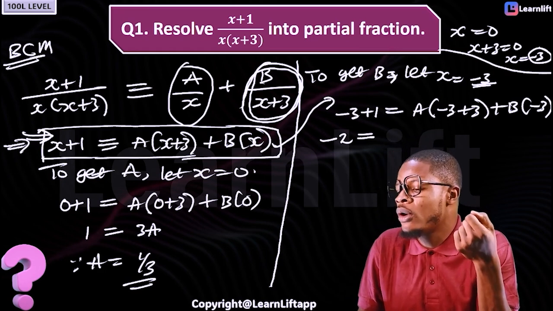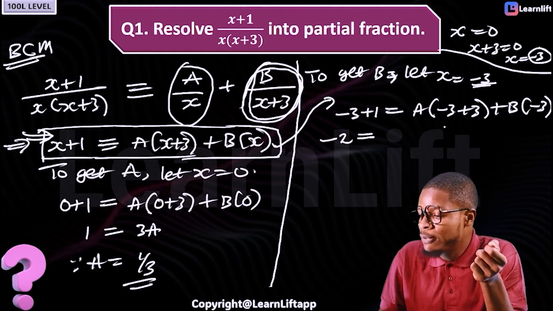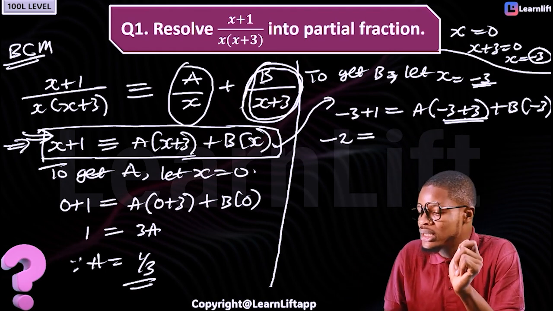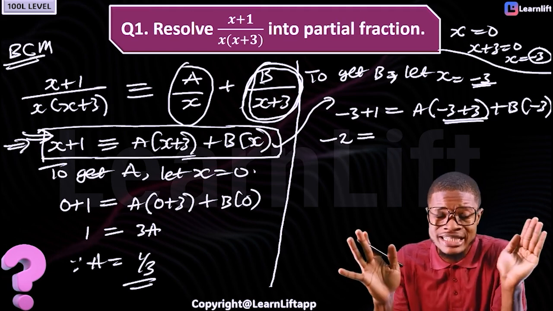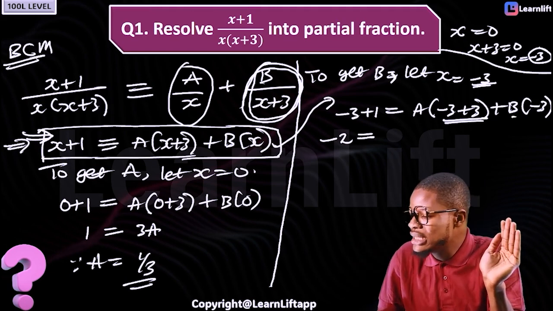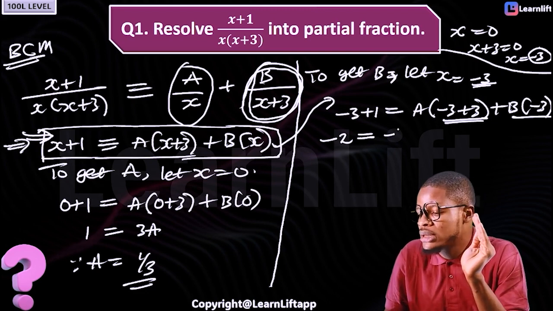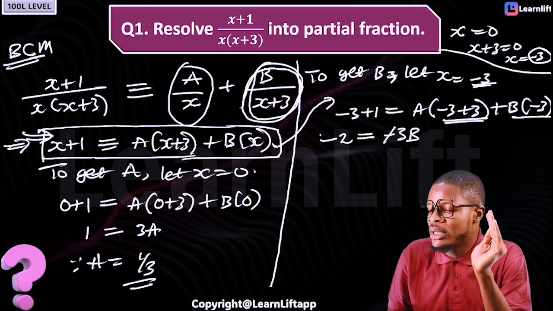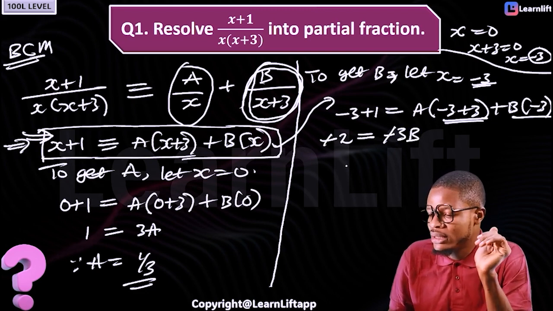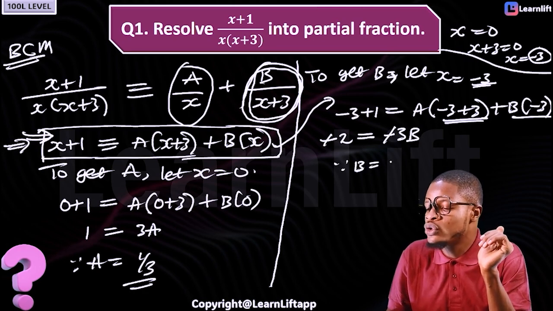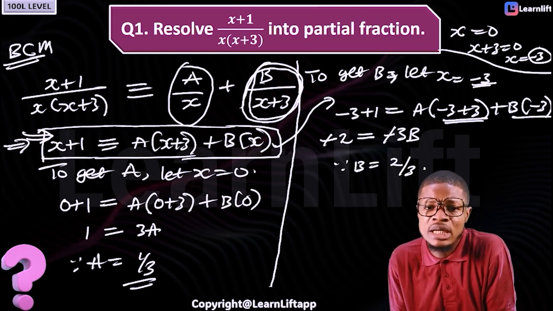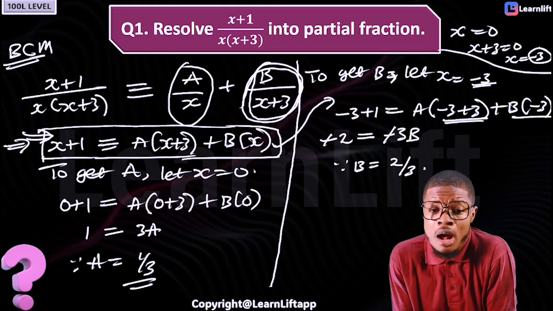What is it equal to? What is minus 3 plus 3? Minus 3 plus 3 here is what? 0. 0 times a is what? 0. So no need to write anything there. What do I have here now? This guy here is what? My b times minus 3. That's what? Minus 3b. So what will happen? Minus will cancel minus, right? Divide all through by 3. Therefore, what is your b? B is equal to what? 2 all over 3. You see, it's very simple. That's the cover-up method, bro.